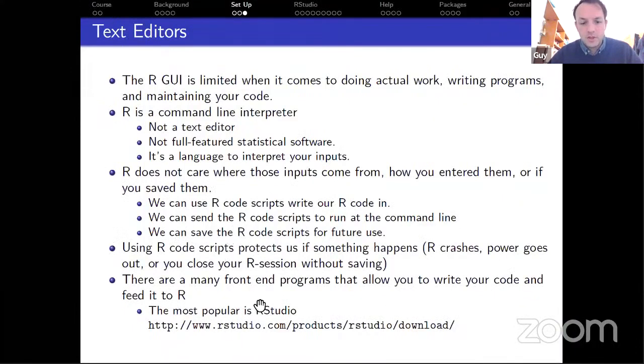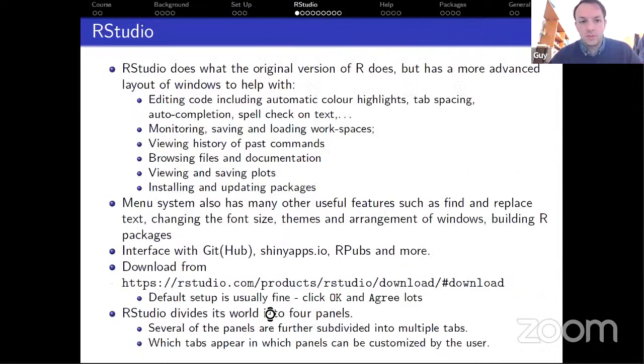Okay, so there are a few front-end programs that allow us to write code, and we can feed it into R. So we're going to use RStudio, which is probably by far the most popular front end for R. And the idea of RStudio is that it allows you to write R code scripts and then interact with R directly from within RStudio.